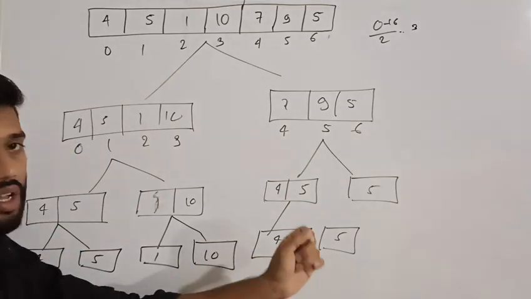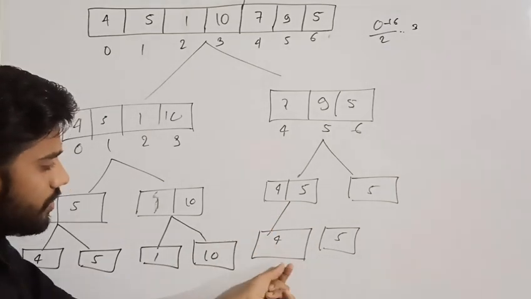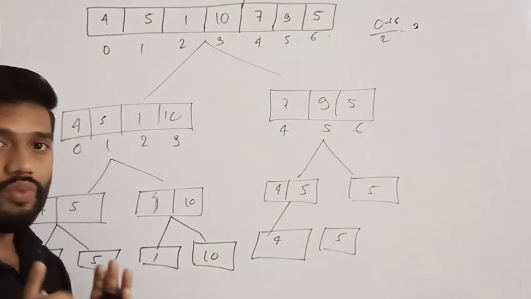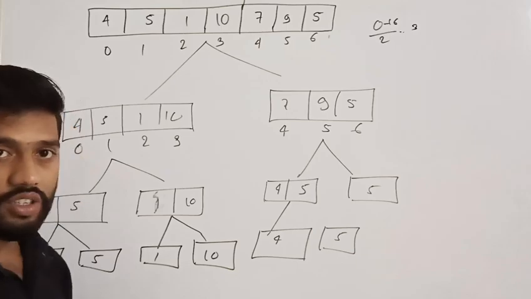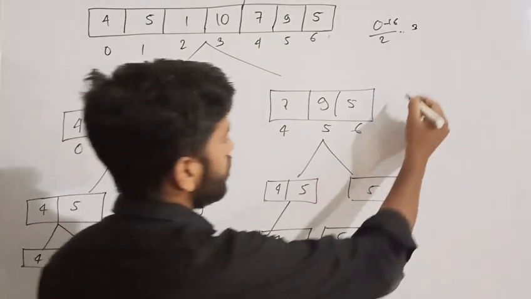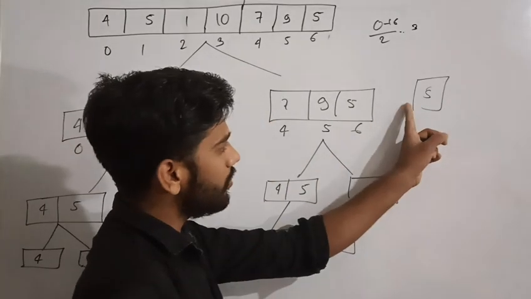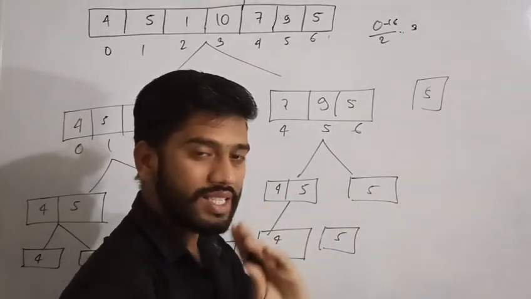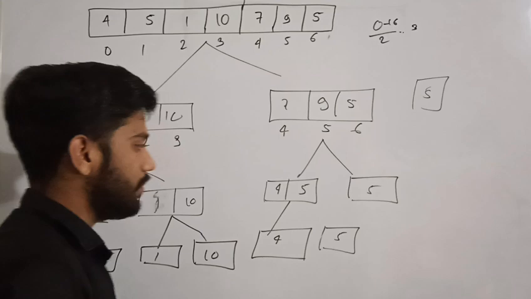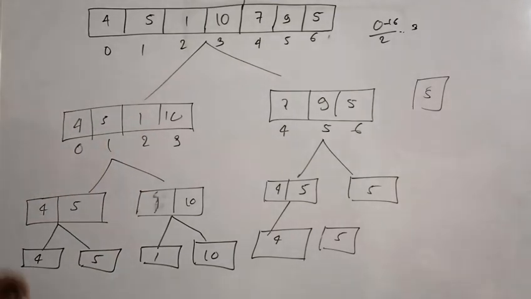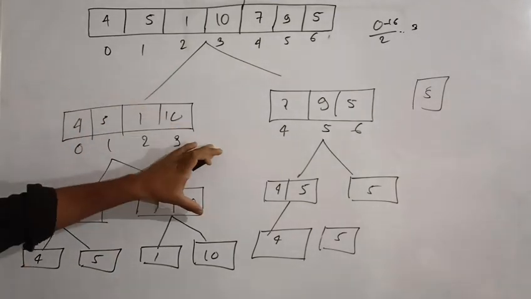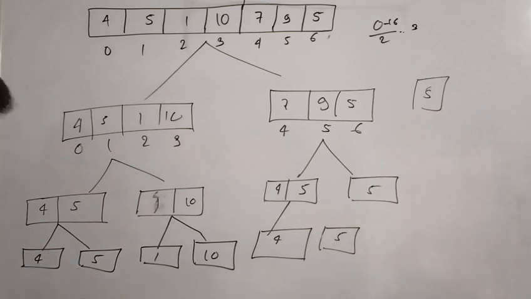And one element means, if there is only one element, then that element is in sorted order. Suppose there is any given number, a single number, and a single number is always in sorted order. Now when we have divided it into two halves, then what will we do? It will be merged, and it becomes merged in sorted order.